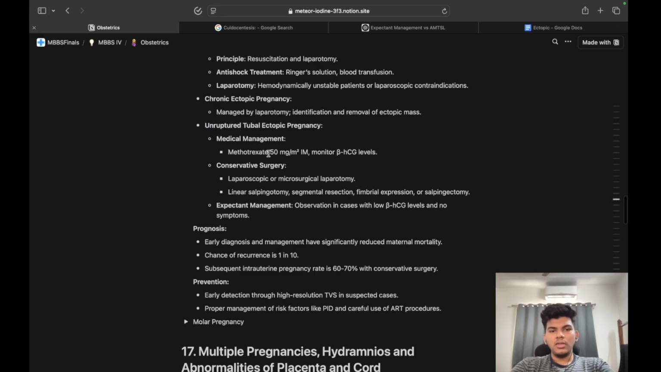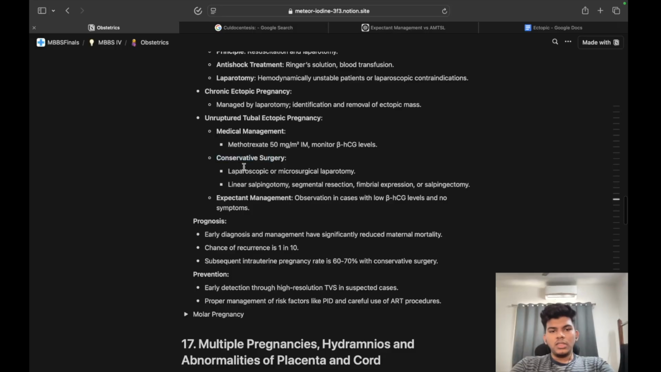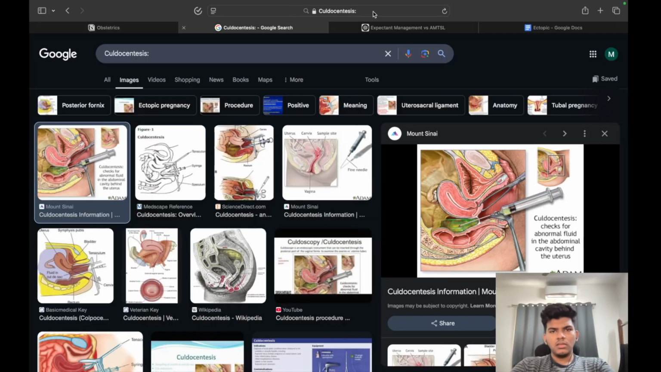Then coming to unruptured ectopic pregnancy, which is a pulsatile mass. For medical management, methotrexate 50 milligrams per meter square IM, which we learned previously for MTPs, and monitor beta HCG levels. Then conservative surgery, laparoscopic or microsurgical laparotomy, and then linear salpingotomy, segmental resection, fimbrial expression, or salpingectomy. These are the names you need to remember. It is better to look at the meanings of all of these.